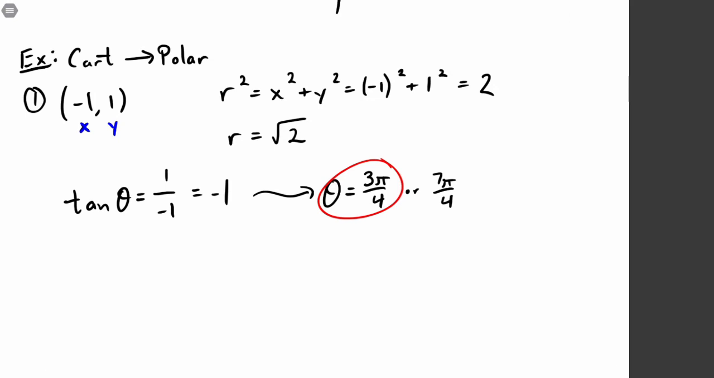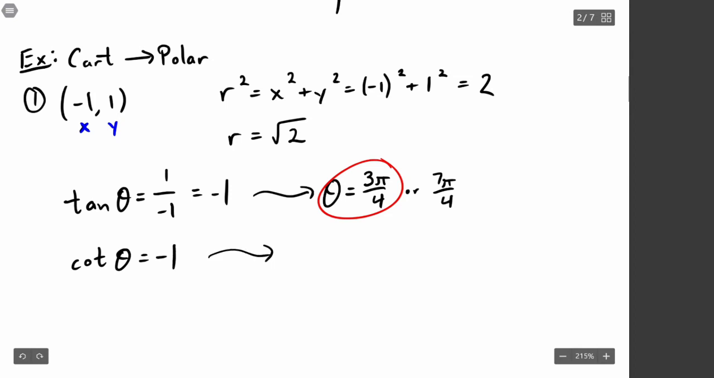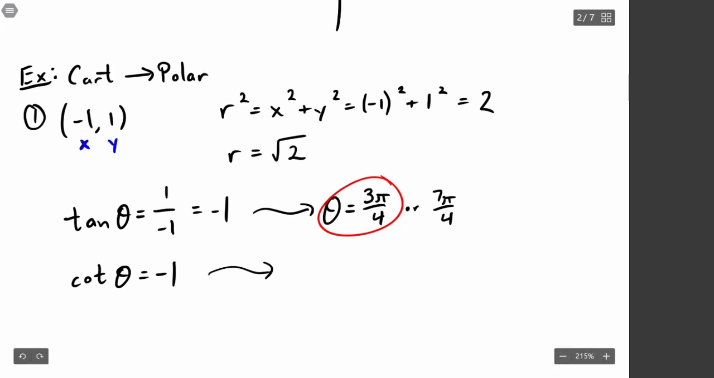What else could you do if you're unsure? Well, you could also plug this into cotangent theta. Plug this into that equation. This also has to be -1. If you think about where cotangent is negative, cotangent of theta being negative actually happens at the same places. Yeah, it does. Okay.